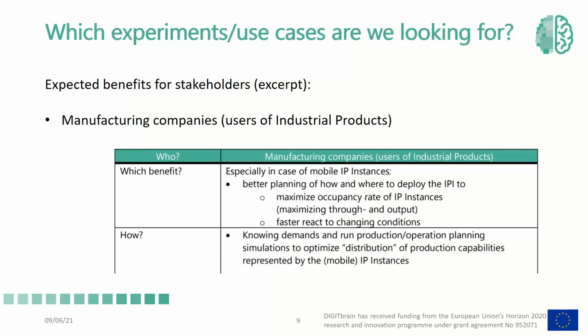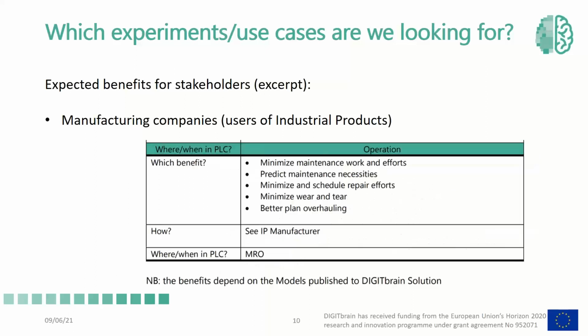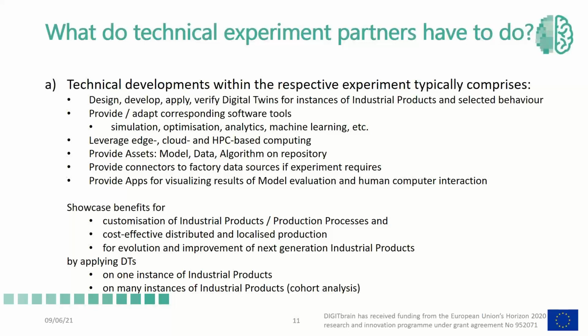Again, this is just an excerpt of the table that you find in the document, and I strongly recommend to read into it, but to interpret it as a guideline and not black and white. It's that and only that. And then again, here, for instance, in operation, better plan overhauling, minimize wear and tear, etc. All by providing models that you develop within your experiment and provide that to the digital brain solution.